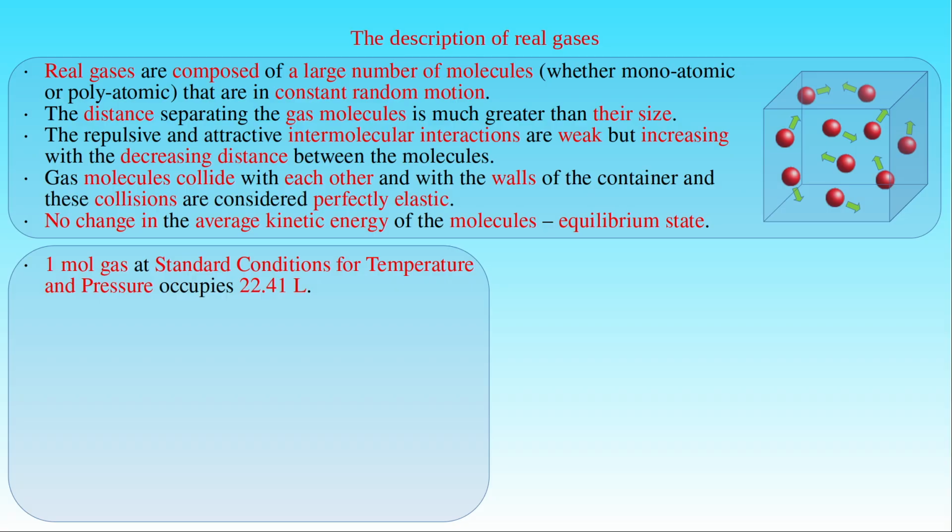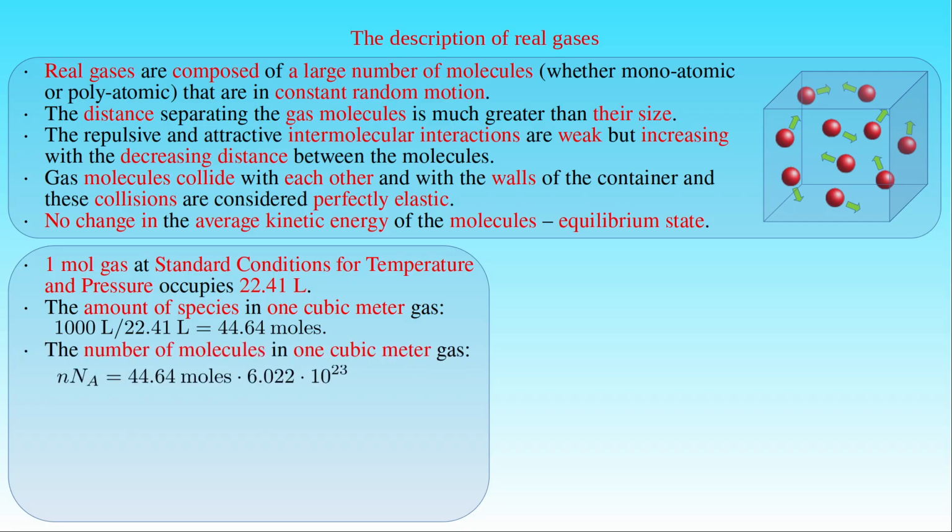Then the amount of species in 1 cubic meter of gas at the same pressure and temperature is given by the ratio of 1000 liters to 22.41 liters, which is equal to 44.64 moles. Since the number of particles in 1 mole of substance is given by Avogadro's number Na, the number of particles in n moles of gas is equal to n times Na, that is 44.64 moles times 6.022 times 10 to 23. Then the number of particles in 1 cubic meter of gas is about 2.69 times 10 to 25.